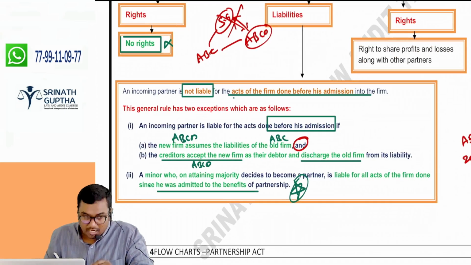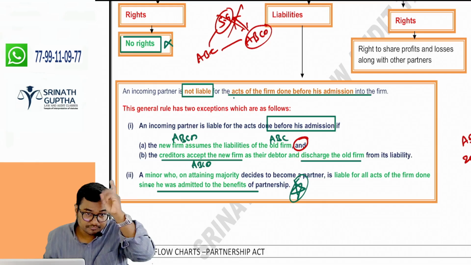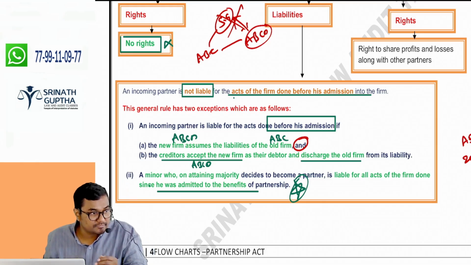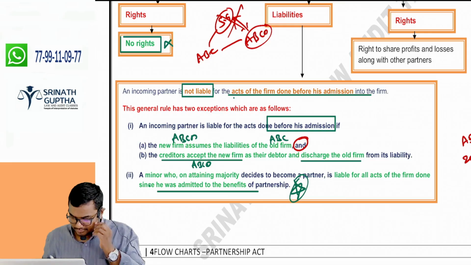And a minor, after becoming major, will be liable for activities of the firm from the date of admission. Even though he was not a full-fledged partner, for that activity he will be liable if he wants to continue as a partner. Right?